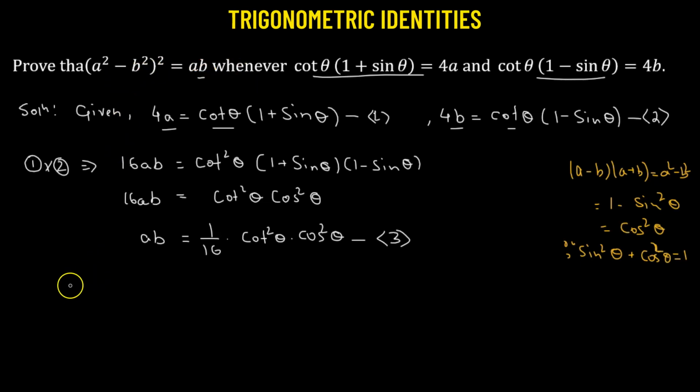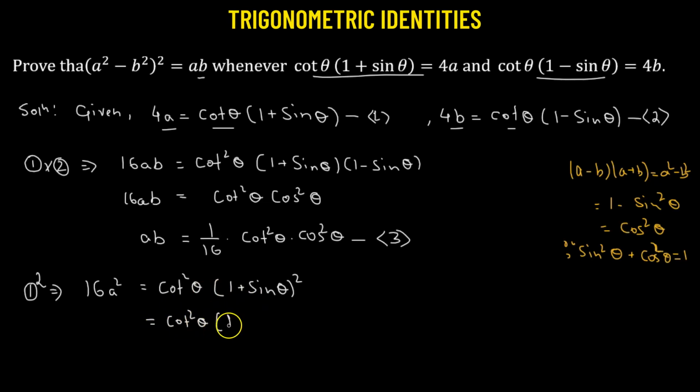First let's obtain the value of a squared. For that we're going to take equation number 1 and then square it. This is going to give us 16a squared, which is the square of 4a, and on the right hand side we have cotangent squared theta multiplied by (1 plus sine theta) whole squared. When we expand (1 plus sine theta) whole squared using the identity (a plus b) whole squared, we get 1 squared plus 2 times 1 times sine theta, so that's 2 sine theta, plus sine squared theta. So this is the value of 16a squared. Let's label this as number 4.